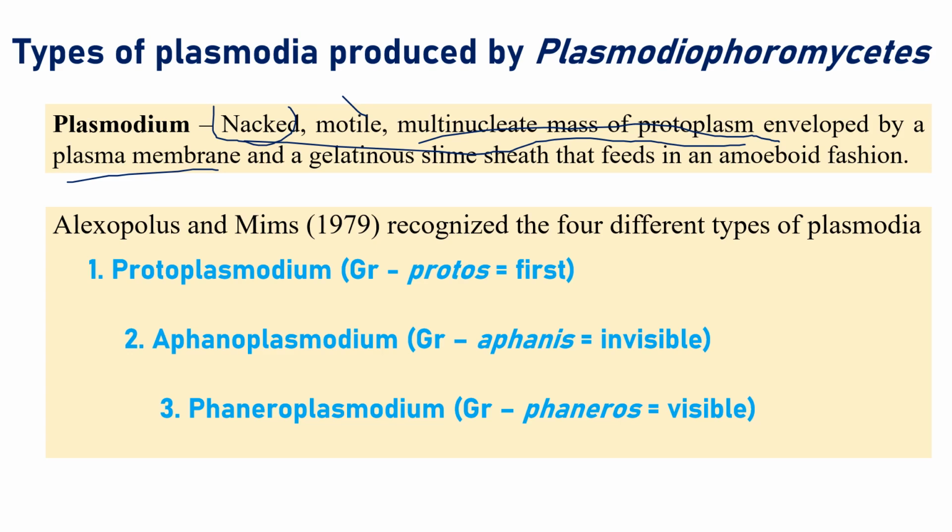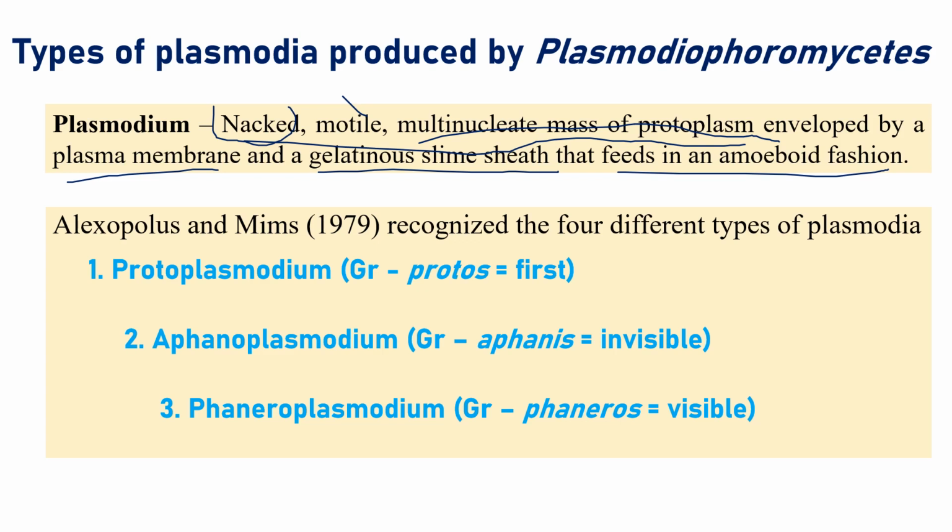Instead of being naked, it contains a gelatin sheath. Outside it contains a gelatin sheath that feeds in an amoeboid fashion. The amoeba moves by twisting or gliding, like a limax. The limax moves the same way this amoeba also moves, in an amoeboid fashion. The gelatin sheath feeds in the amoeboid fashion.